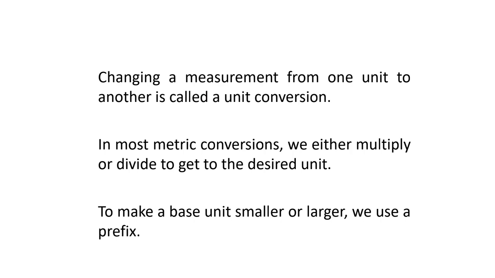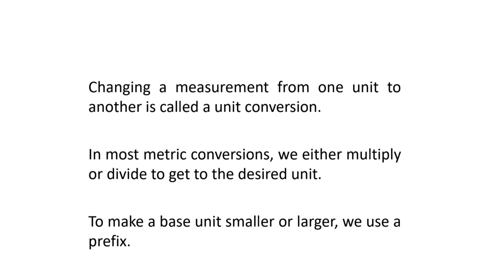Okay, changing a measurement from one unit to another is called a unit conversion. In most metric conversions, we either multiply or divide factors of 10 to get to the desired unit. So we're not going to multiply by 5 or multiply by 15. They're going to be 10 or 100 or 1,000 or 0.1, 0.2, all of those numbers that you saw, like 10 to the negative 1, 10 to the 5th. Those are what we're going to be multiplying. So it's going to be factors of 10 to get to the desired unit. To make a base unit smaller, we'll divide by factors of 10. To make it larger, we're going to multiply by a factor of 10. And we need to use a prefix to do that.